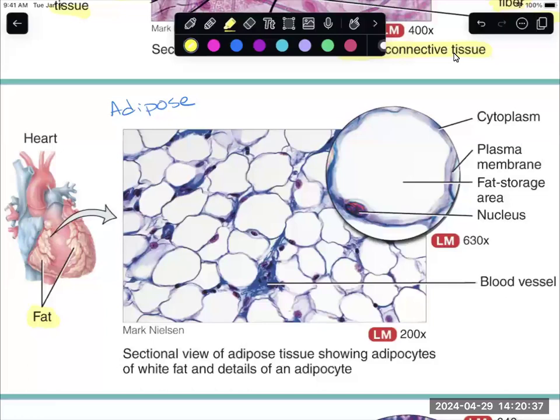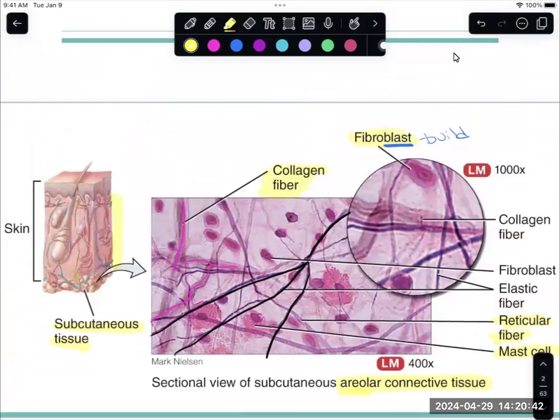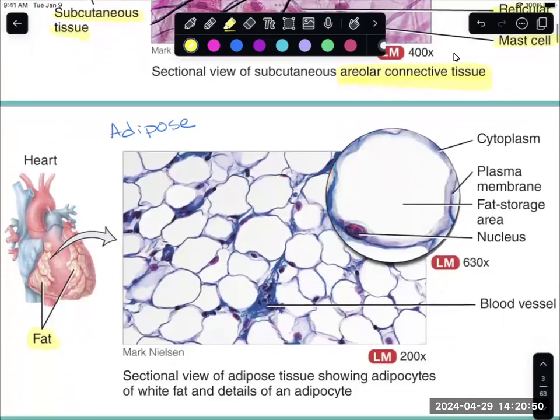There's adipose tissue that's even used as packing material, just like this areolar connective tissue. Areolar connective tissue is known as the universal packing material. Test question on the written test. Adipose tissue does some of that packing material as well. When we're looking at adipocytes, cyte means cell. So we're looking at fat cells.